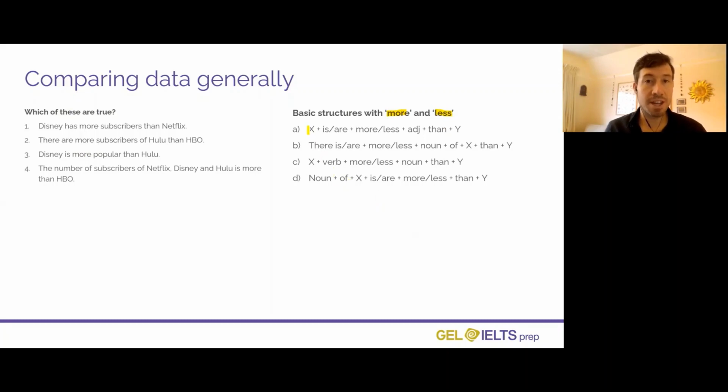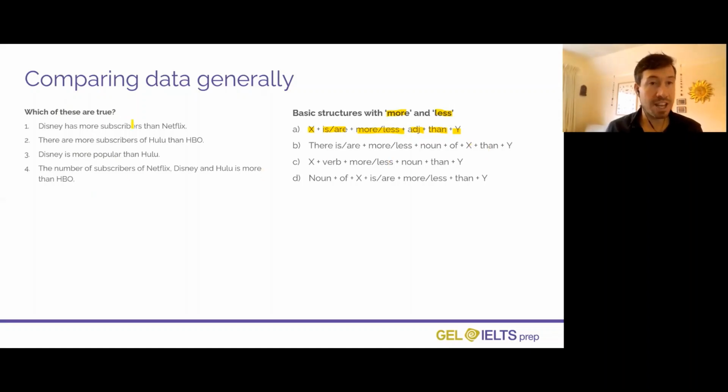So the first one is X. X can be anything from a graph. So in the previous example, it could be Netflix, or it could be Disney, or it could be Hulu, or it could be HBO. So X is or are, depending if it's plural or singular, more or less, plus an adjective, plus than, plus Y. So Y would be another bar in that previous example. So Netflix could be X and Hulu could be Y in this example.